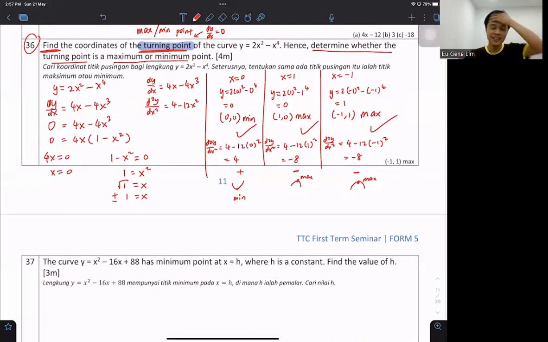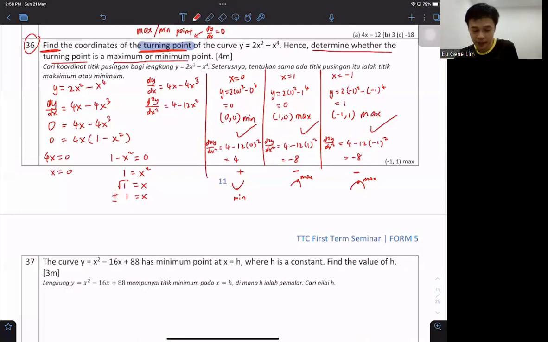Okay, understand. So you go and find the point first. You do dy dx equals 0 and find out the x. Then you sub the x into the y, the curve, and find out the y. Then you get the point. Then only you do d square y over dx square to determine the maximum or minimum. You find out the turning point first, then only determine.